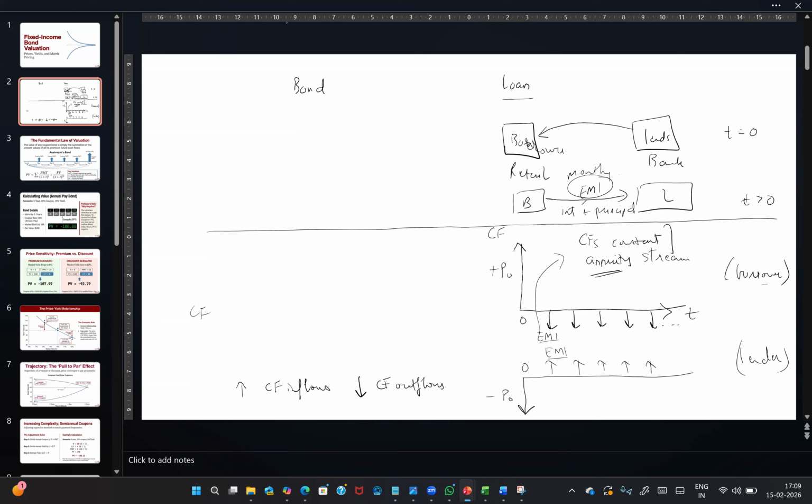So a corporate or government institution that wishes to borrow money will typically issue a bond to the lender. The lender in bond markets is also called an investor, by the way. It's not called a lender, it's called an investor. And the corporate or the government who is the borrower in the bond market is called the issuer. So the issuer is going to issue a bond to the investor, and the investor in turn is going to buy. So this is going to be the cash flow exchanged between the issuer and the investor.